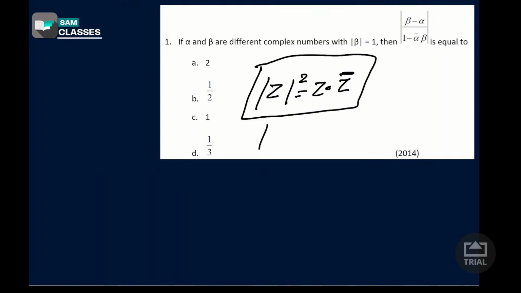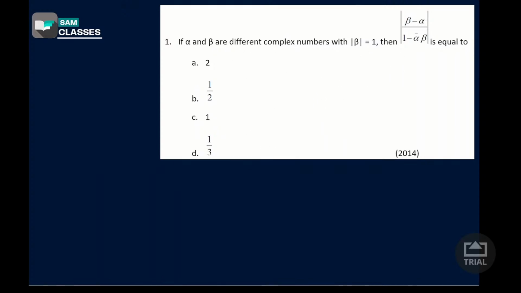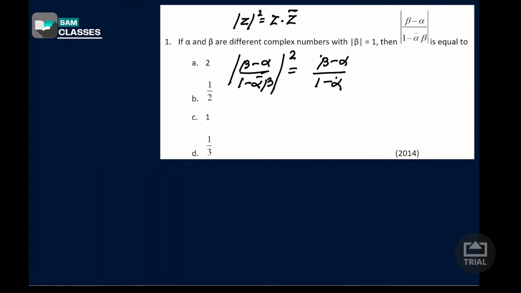Let's make it a bit shorter. So mod of beta minus alpha by 1 minus alpha bar beta whole square equal to what I can write. This is my z, inside is my z, so z is beta minus alpha by 1 minus alpha bar beta into the conjugate of that, beta minus alpha by 1 minus alpha bar beta whole conjugate. Clear?